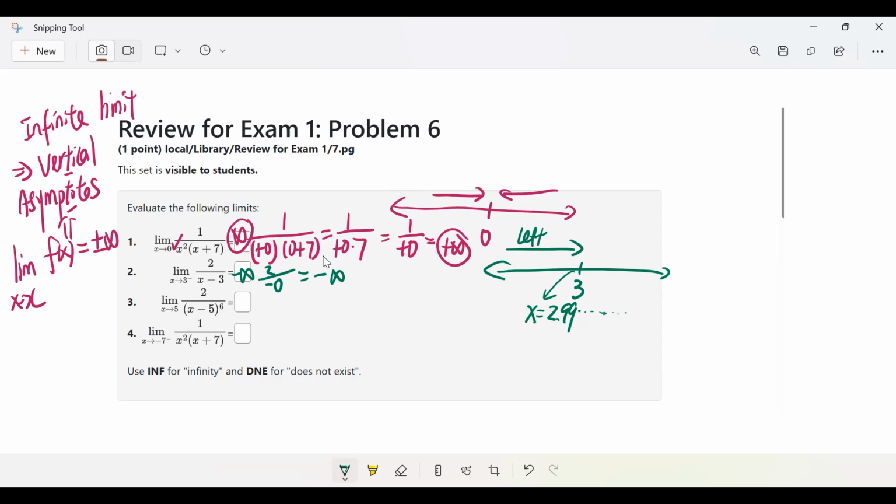And then the third part, x approaches 5. It doesn't specify the direction, so it could be either left or right. It doesn't matter because of the power of 6. After you take the even power, the denominator always remains positive. That's why on the bottom it will be positive 0. Then plus over plus is plus, 2 over 0 is infinity. So the answer here is positive infinity.